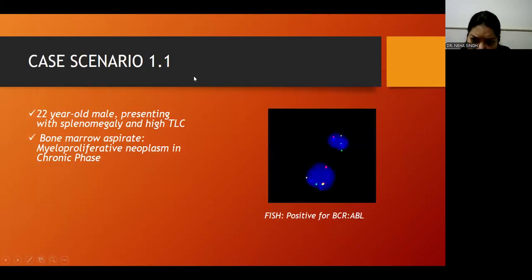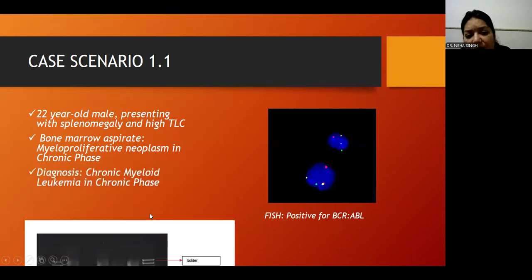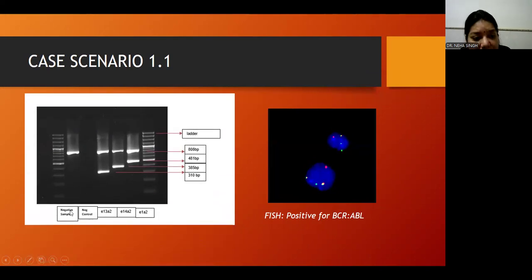So this is a similar case, exactly the same case, where you are getting a FISH positivity for BCR-ABL. The case becomes a CML, but unfortunately, this is negative. So this case, according to your interpretation, will be negative for E13A2, E14A2, and E1A2. How are you going to approach this further? And why is it happening?